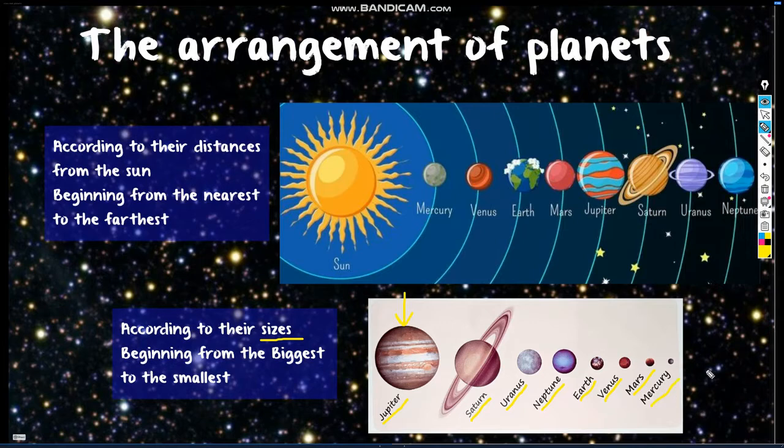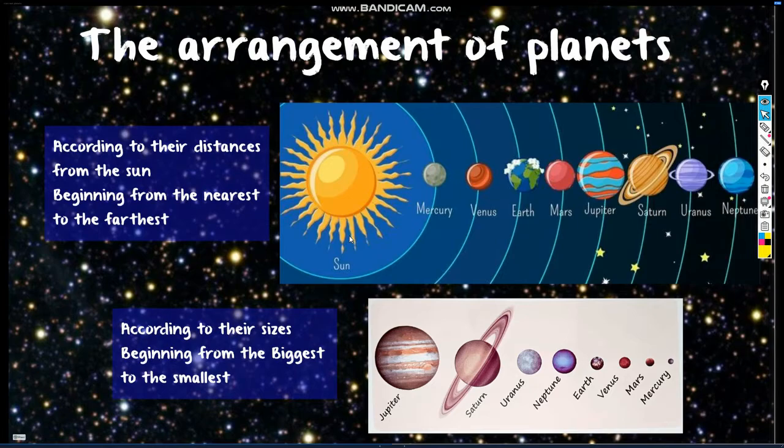So Mercury is the smallest planet, but it's the nearest planet to the sun. Jupiter is the biggest planet, but it's the fifth planet away from the sun. Neptune is the farthest planet from the Sun, and it's the fourth planet according to the sizes of the planets. Okay, so now we get how they are arranged.